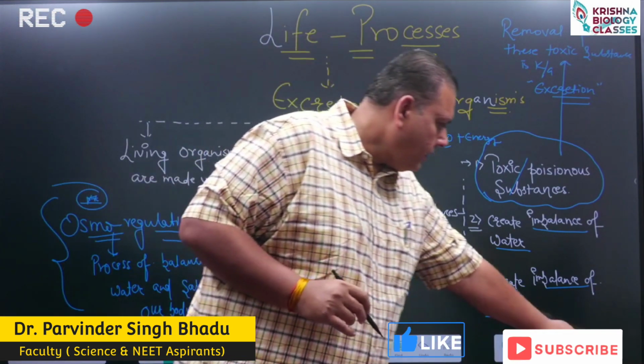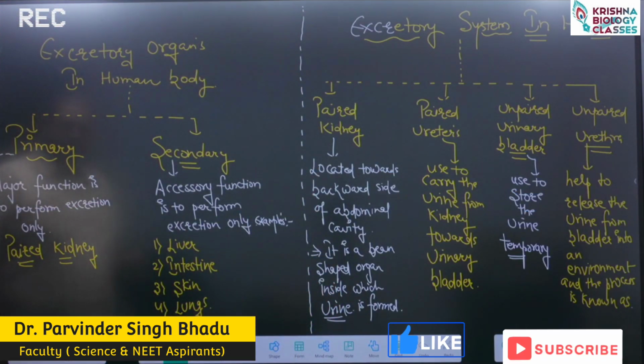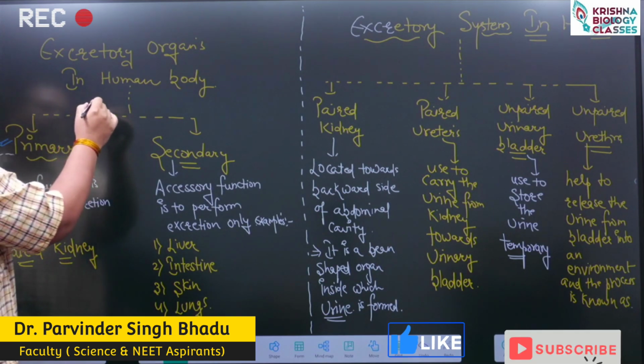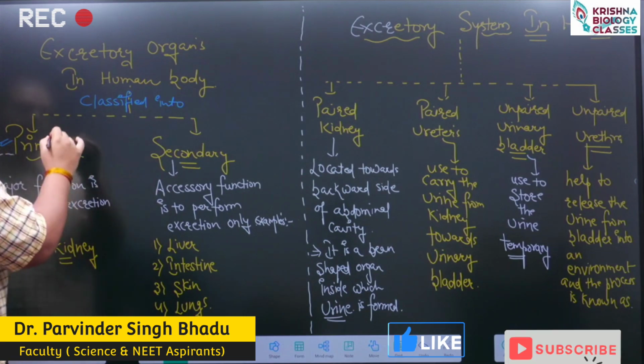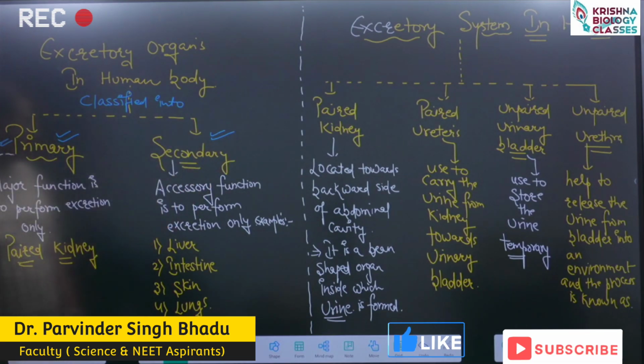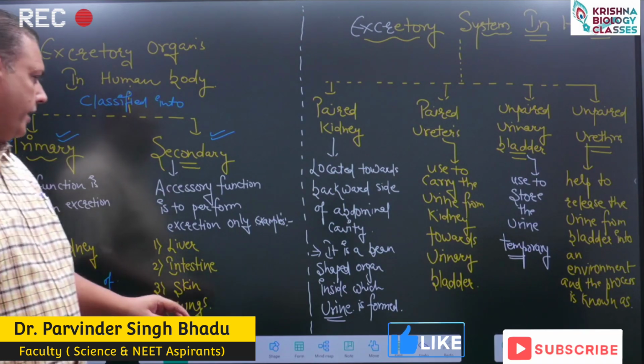Now, when we start to discuss the excretory organs present in the human body, we classify them into two main parts: primary excretory organs and secondary excretory organs. Primary organs have the main function of removing metabolic waste from our body. Example, the paired kidneys. They help in the formation of urine. So we remove the major metabolic waste from our body in the form of urine.